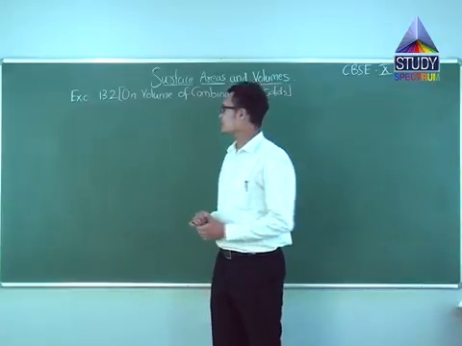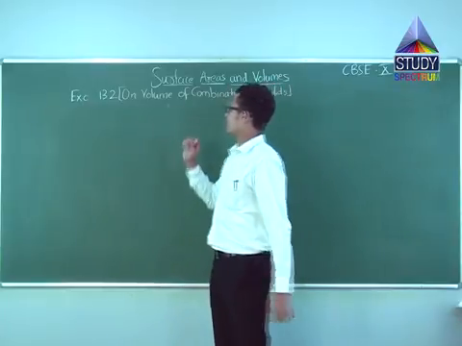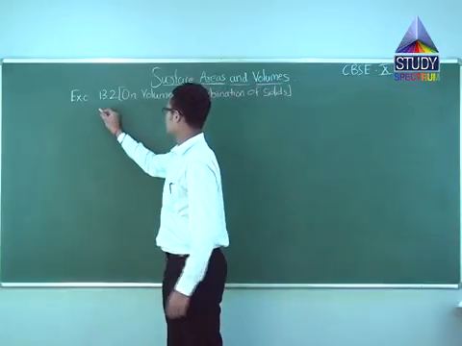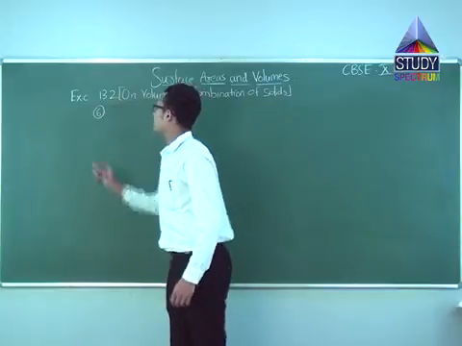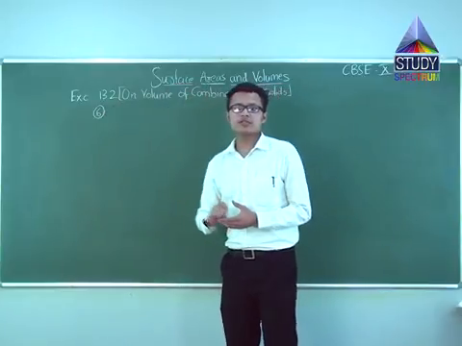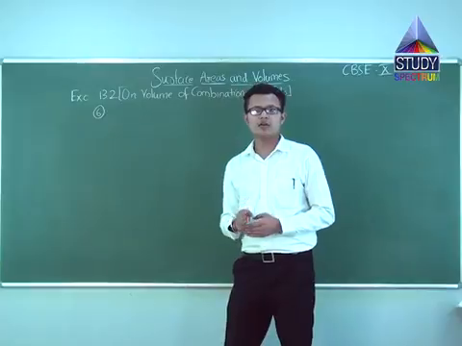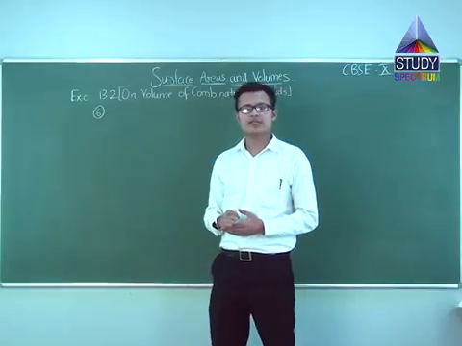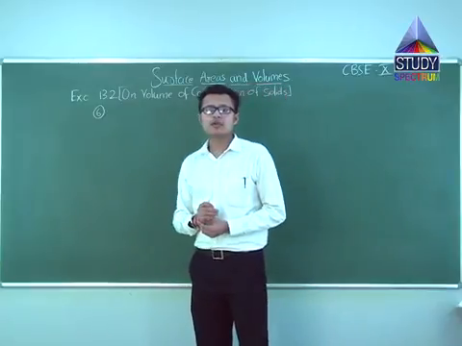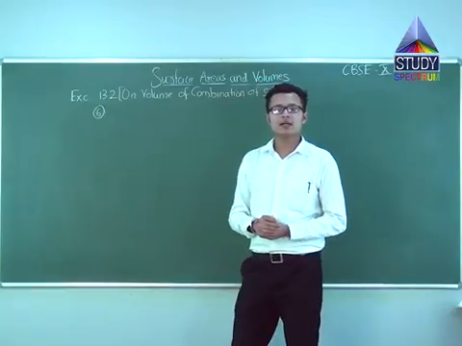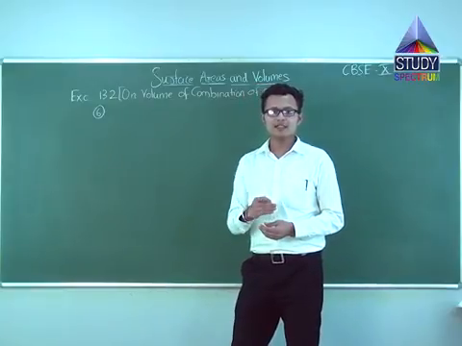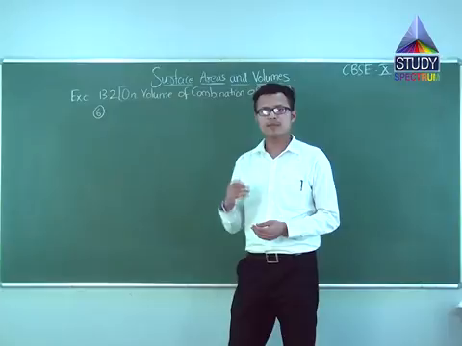Next question is question number 6 from exercise 13.2. And this question is totally different from what we have solved until now. This question is based on physics as well. We are going to use the concept of density, which is given by mass upon volume. The density is equal to ratio of mass by volume.